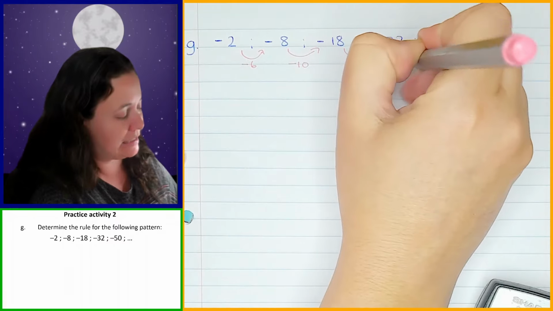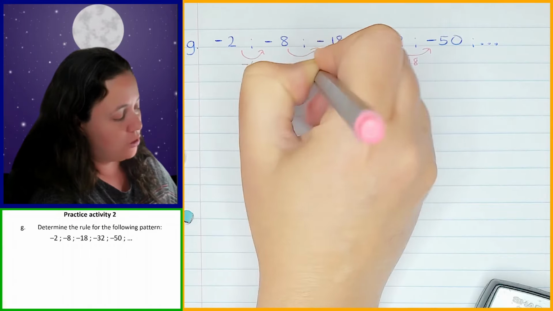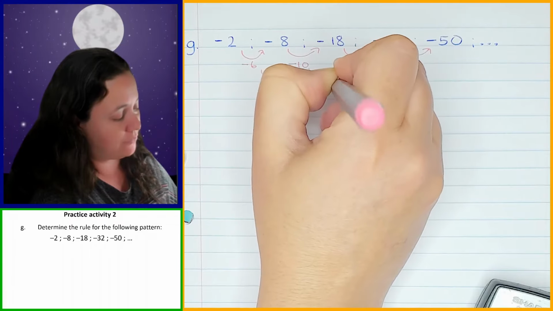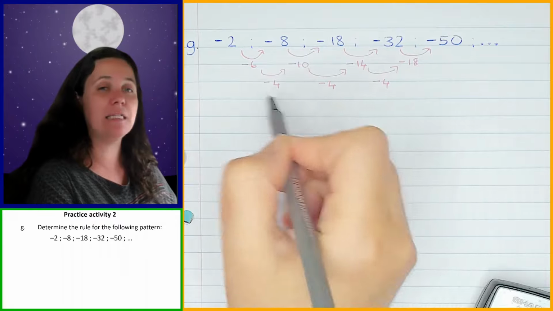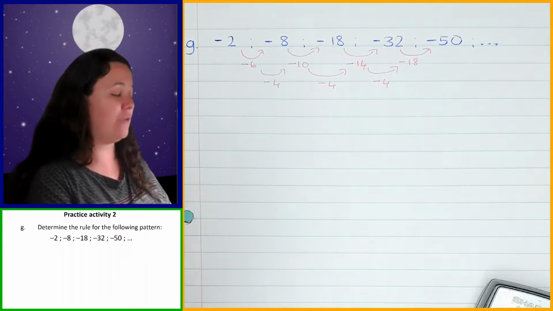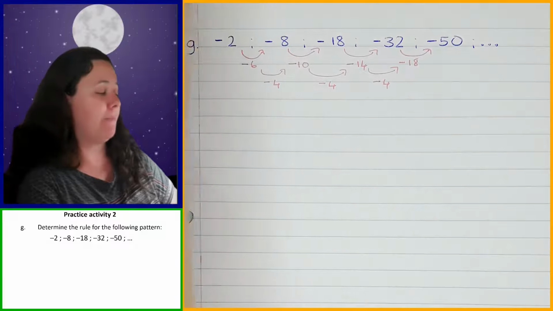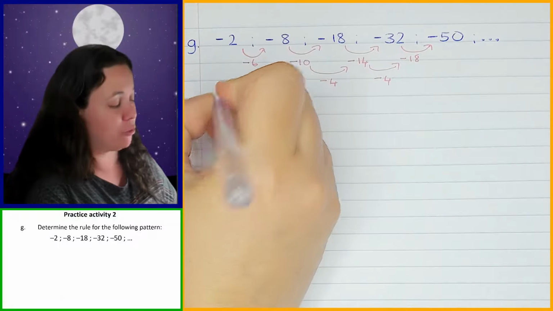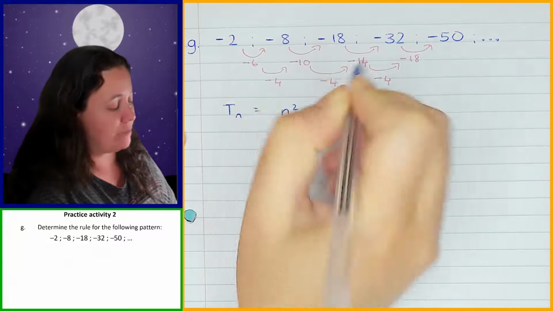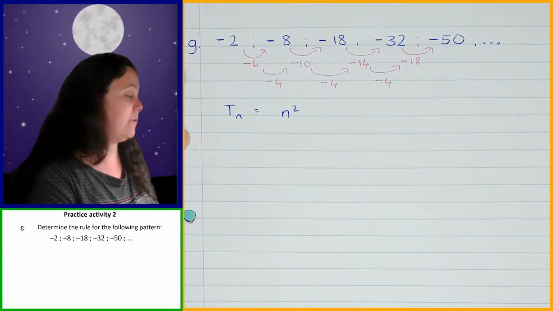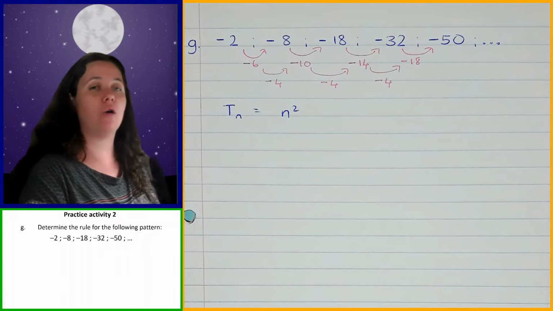Okay, then from -6 to -10, I am subtracting 4. From -10 to -14, I'm subtracting 4. From -14 to -18, I'm subtracting 4. So I've got a second level that is constant of -4. Okay, so that means I'm working with n squared. So it's going to be a quadratic pattern. So Tn equals, and I'm going to have n squared in my pattern. So just like I did in the previous quadratic pattern, we're going to compare this to our square numbers.